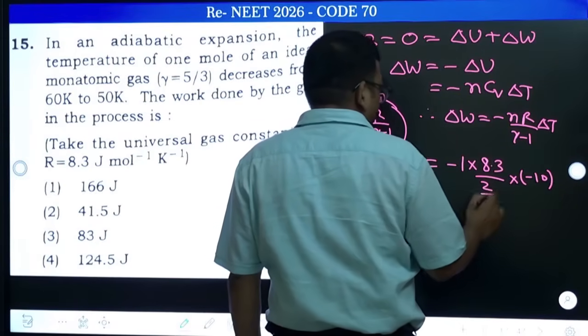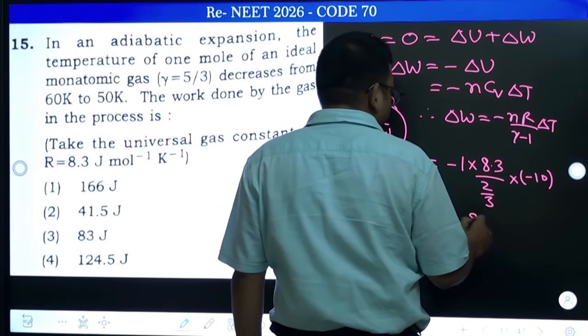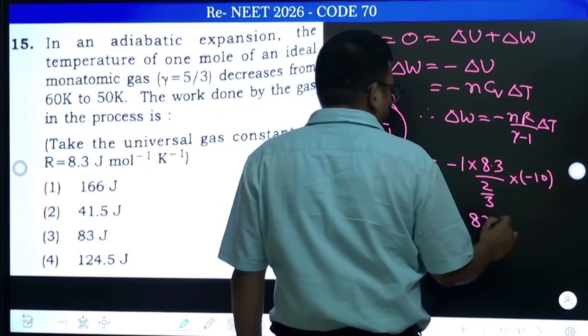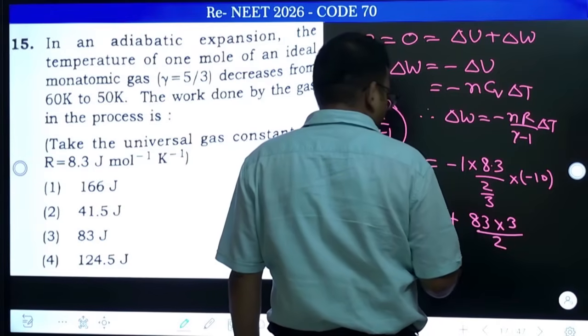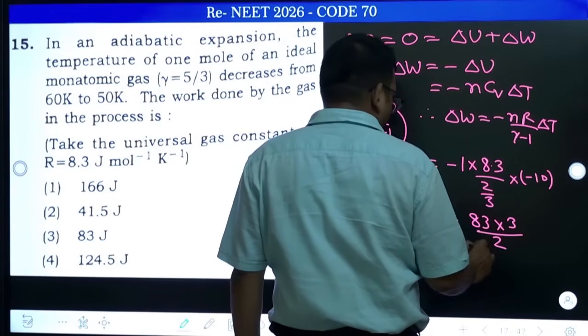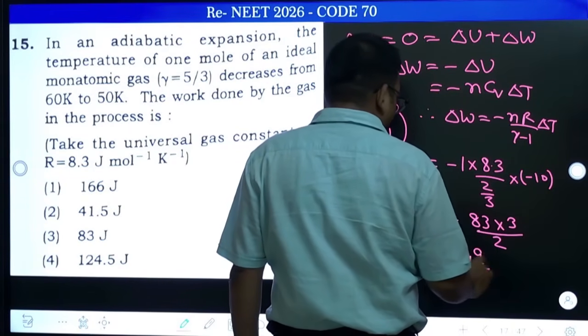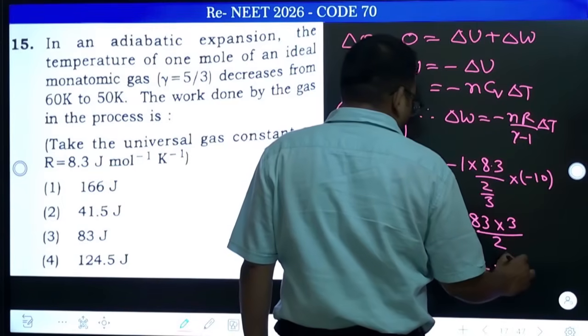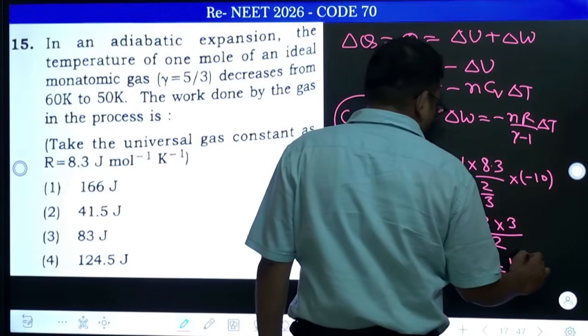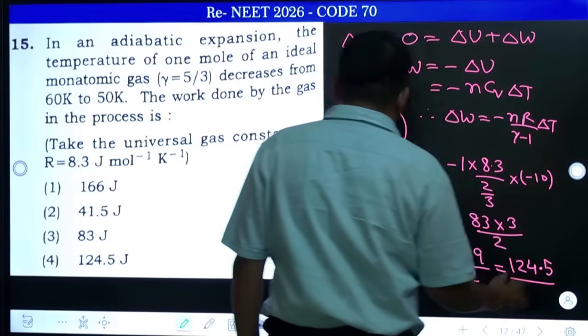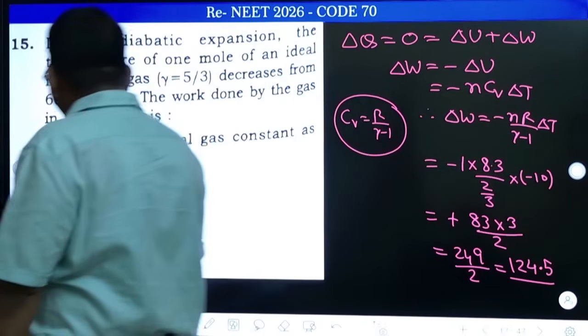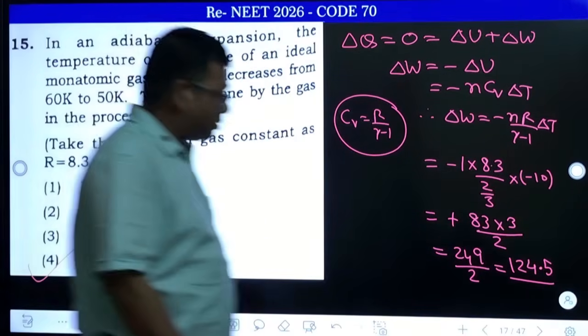Okay. So the ten factor will get cancelled. 8.3 will be there, right? Into 3 by 2 will come. Check this. So 8.3 into 3, 24.9 by 2. So 124.5. 124.5, that's the correct answer. Let us move next.